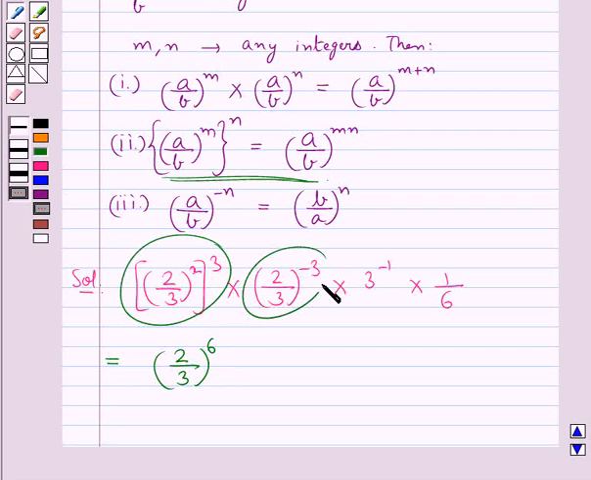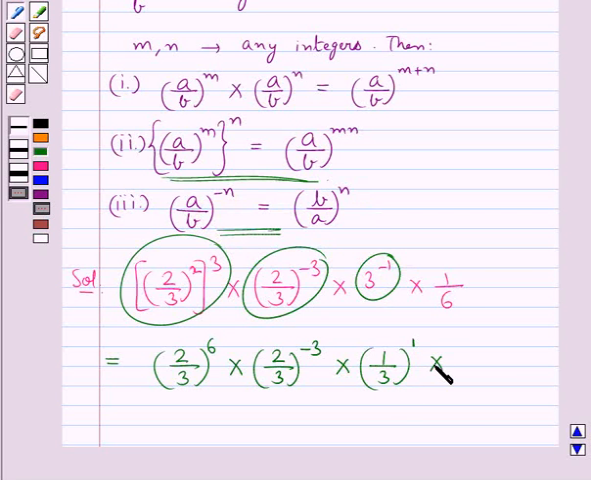Now we write this term as it is, that is into (2/3)^-3 into, now for this term 3^-1, we will use this third law, that is (A/B)^-n is equal to (B/A)^n. So this would give us (1/3)^1 into 1/6.